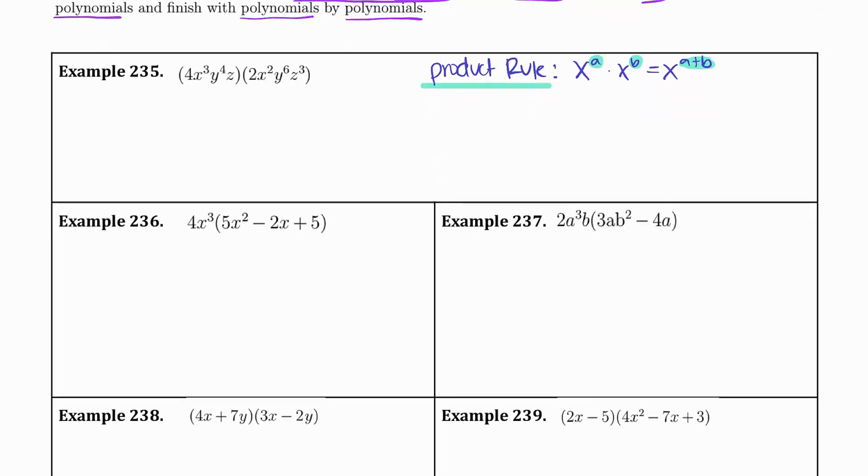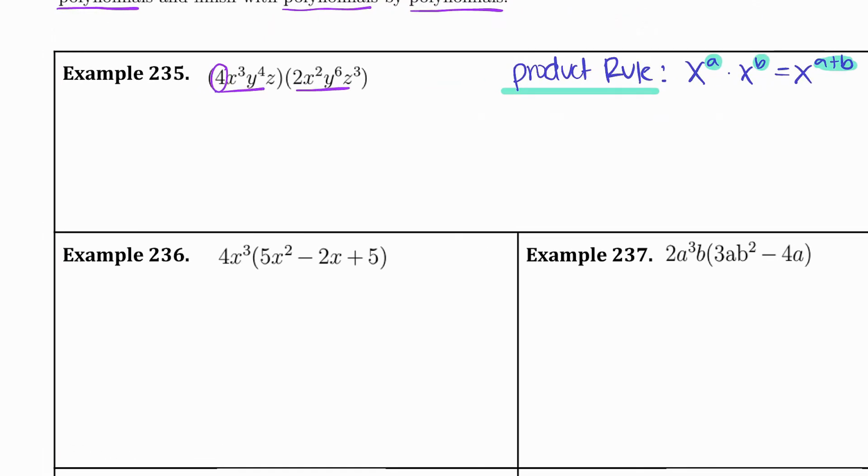Okay, so a monomial times a monomial. We have a monomial here, a monomial here. We're going to go ahead and multiply our coefficients. 4 times 2 is 8. And then we're going to add our exponents. x cubed, x squared gives me x to the fifth. y to the fourth, y to the sixth gives me y to the 10th. z to the first, z to the third gives me z to the fourth. So monomial times a monomial, we just use our product rule.